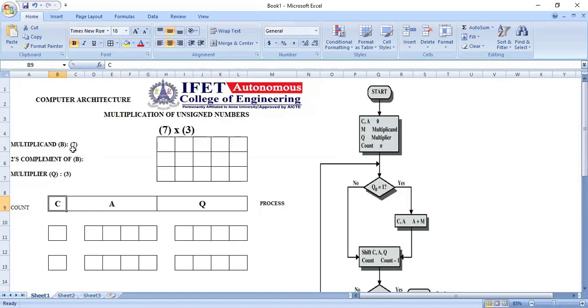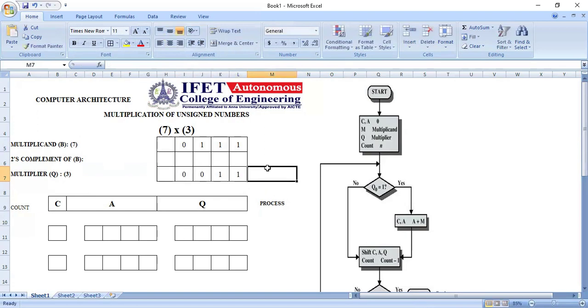First, the binary representation of 7. 7 can be represented in 4 bits, so we can write it as 0 1 1 1. This is the representation for 7. Coming to the multiplier, we have the value 3. 3 can also be represented in 4 bits, so we can represent it as 0, 0, 1, 1.